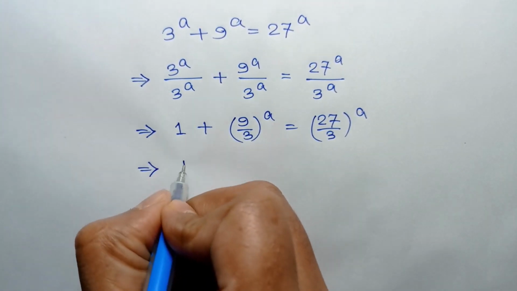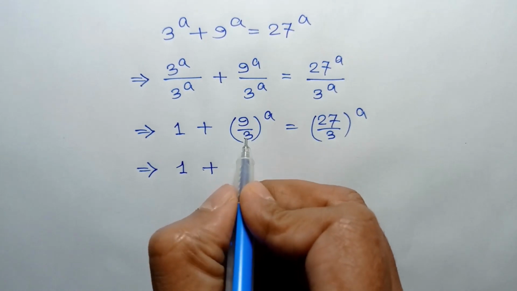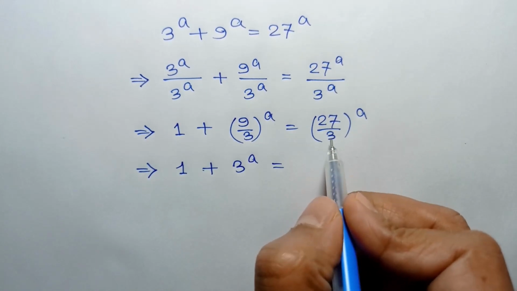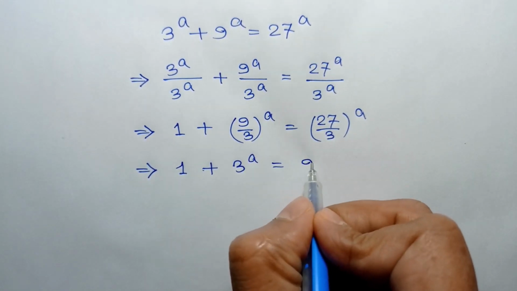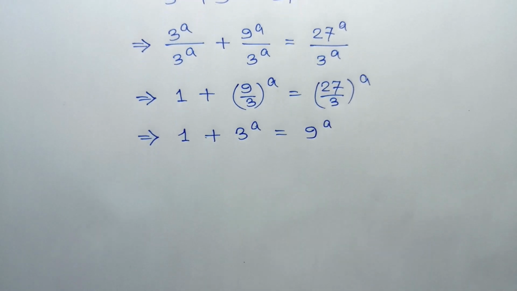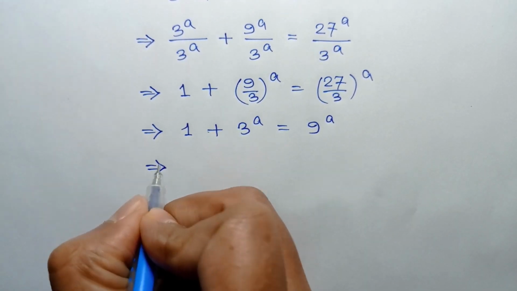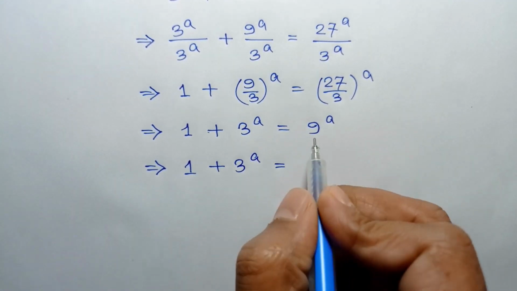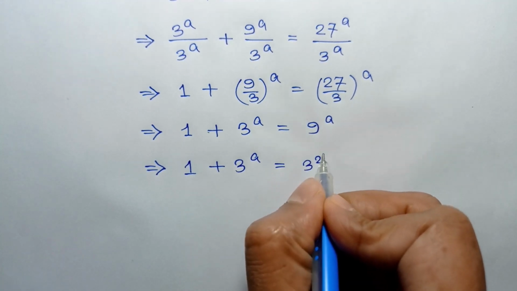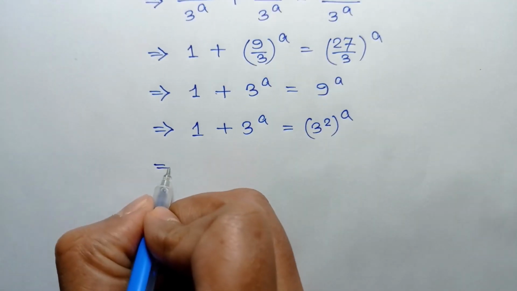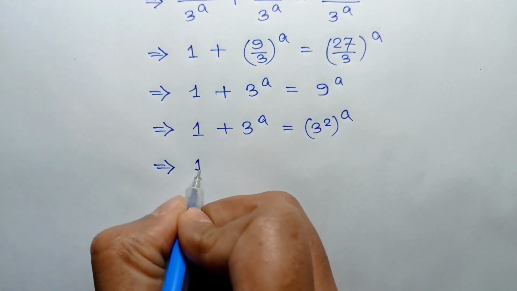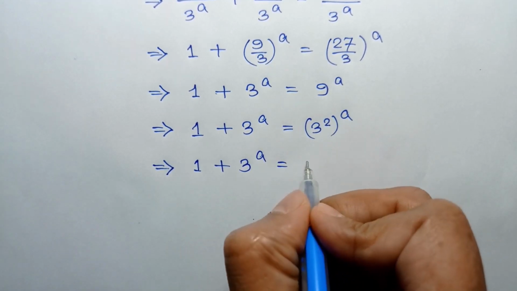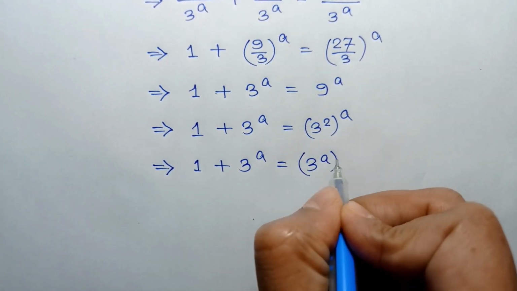1 plus 9 over 3 is 3, so 3 to the power a is equal to 27 over 3 is 9, so it can be written as 9 to the power a. So 1 plus 3 to the power a is equal to 9, which is (3 squared) whole to the power a, so 1 plus 3 to the power a is equal to (3 to the power a) whole squared.